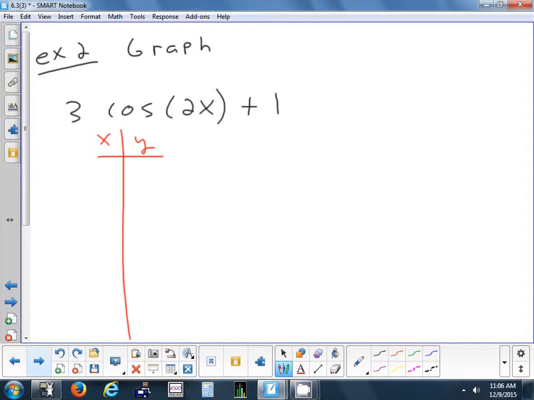All right, since we're going to focus on doing horizontal stretching and compressing first, what values stay the same? The y. Yep, I'm going to keep the y's the same. And what are my y's for cosine? 1, 0, -1, 0, and 1. Is that what you said? Yeah. Okay.